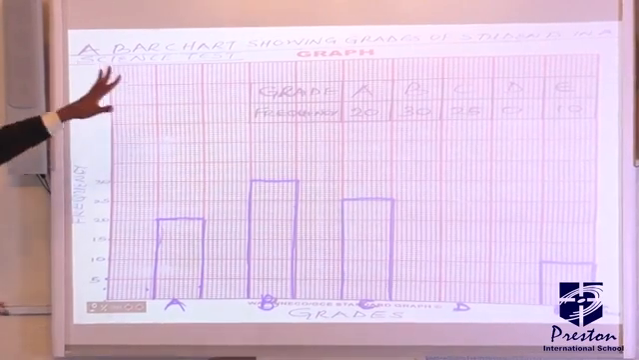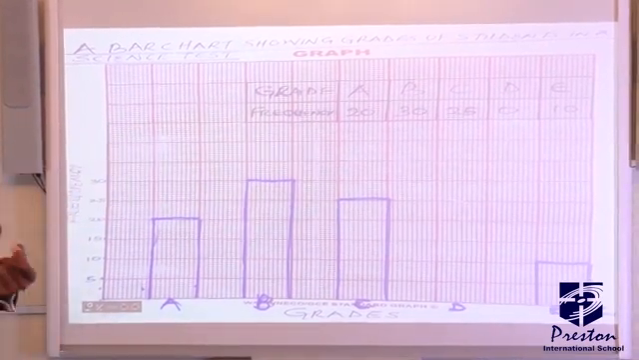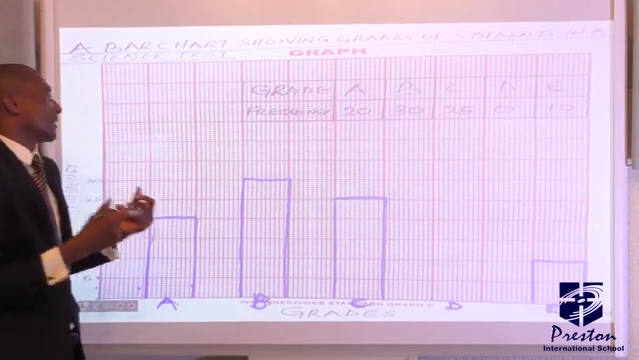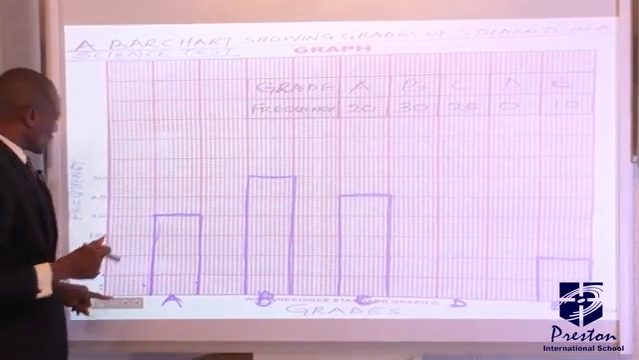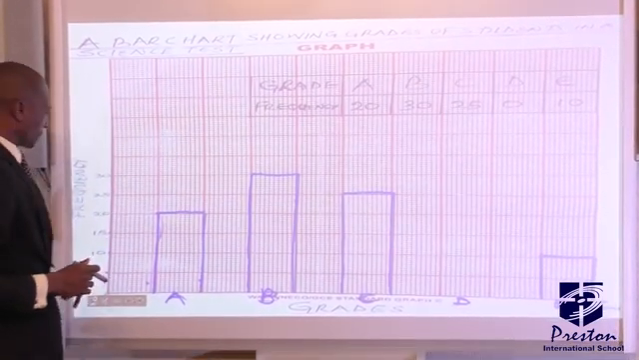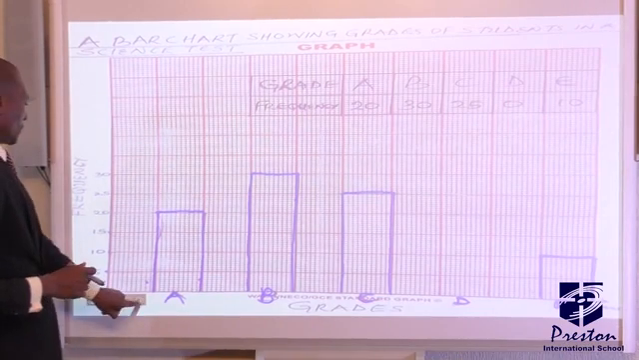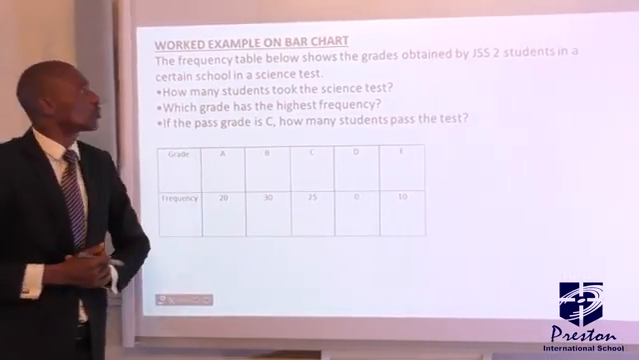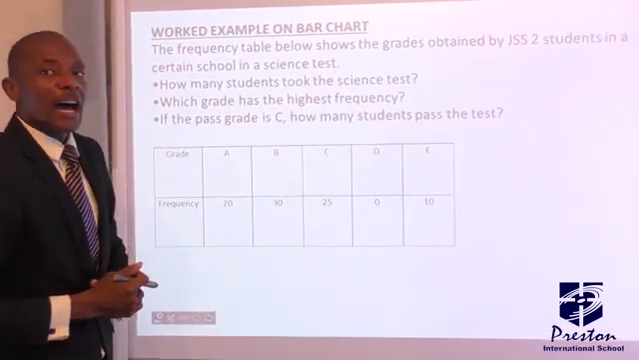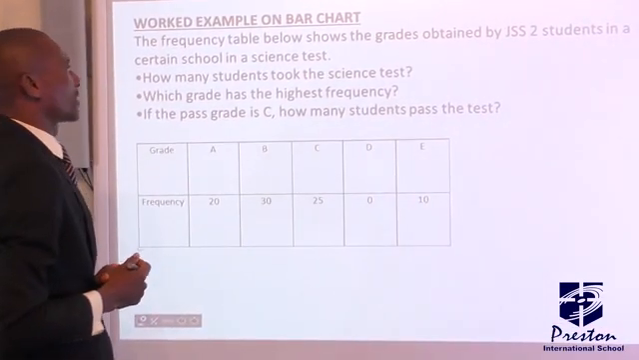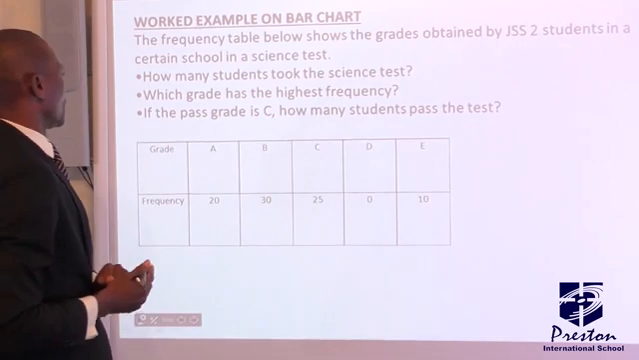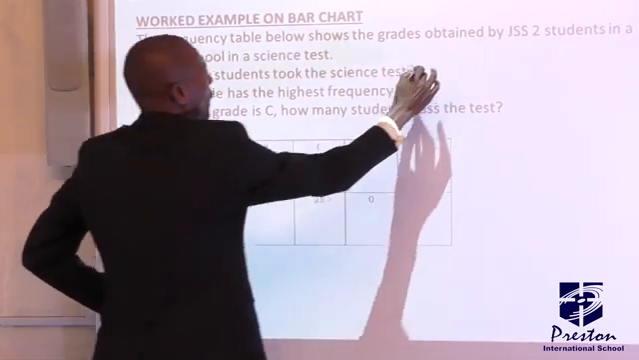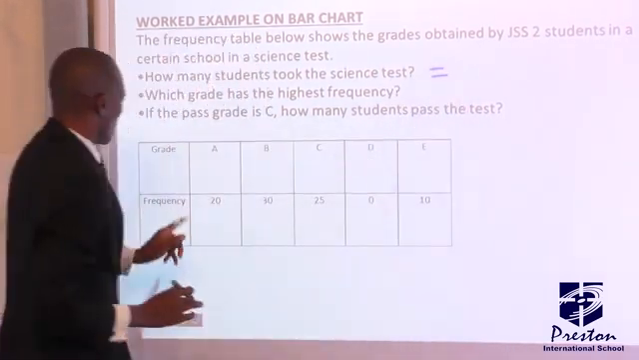This is what is called a bar chart. But this time around it is a bar chart showing grades of students in a science test. The next question, let's go to the next question under this. Okay, it says, how many students took the science test? How do I get this?